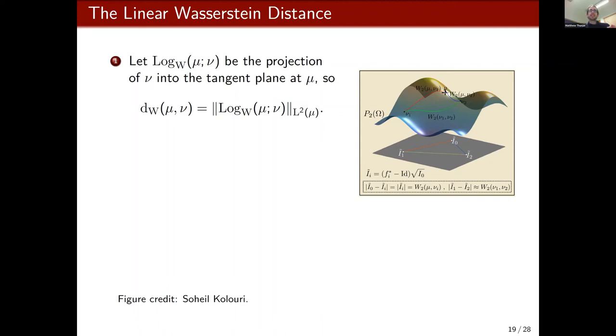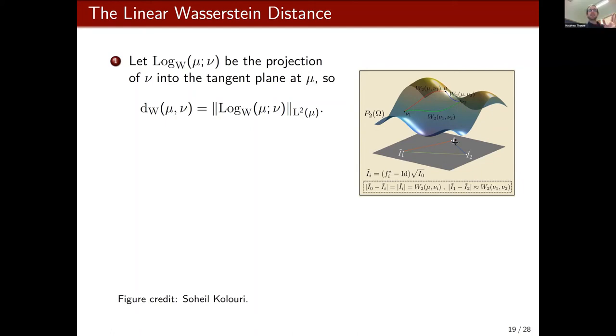What we can do is project onto the tangent space, which is down here. Mu is projected to I0 tilde, nu1 is projected to I1 tilde, and nu2 to I2 tilde. The idea now is that if we do this projection, the length of this red curve in the Wasserstein space is exactly equal to the Euclidean distance in the tangent space. Similarly, the blue curve here is exactly equal to the blue line here.